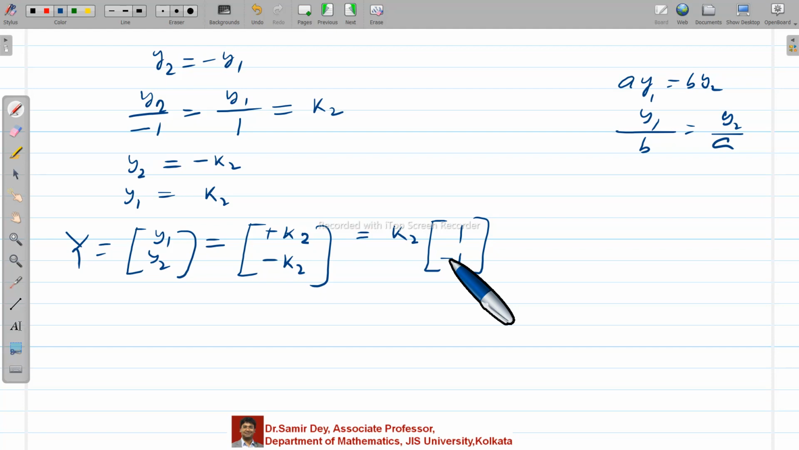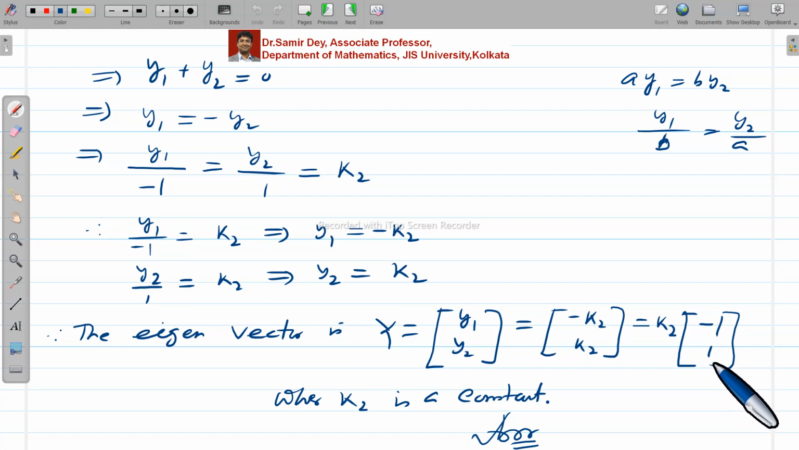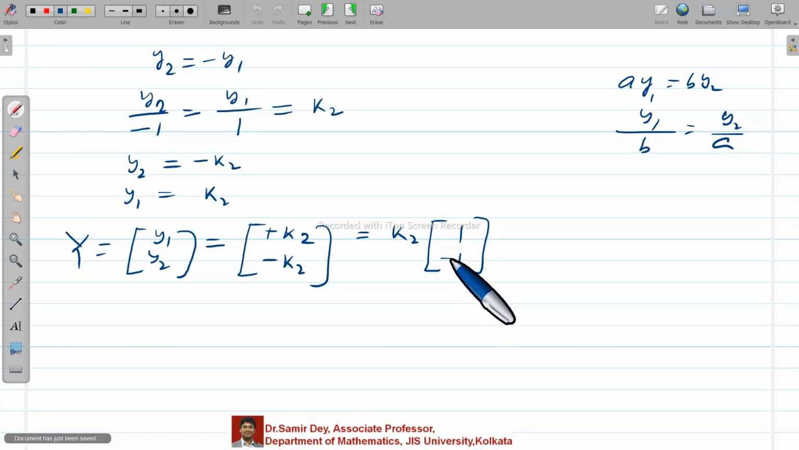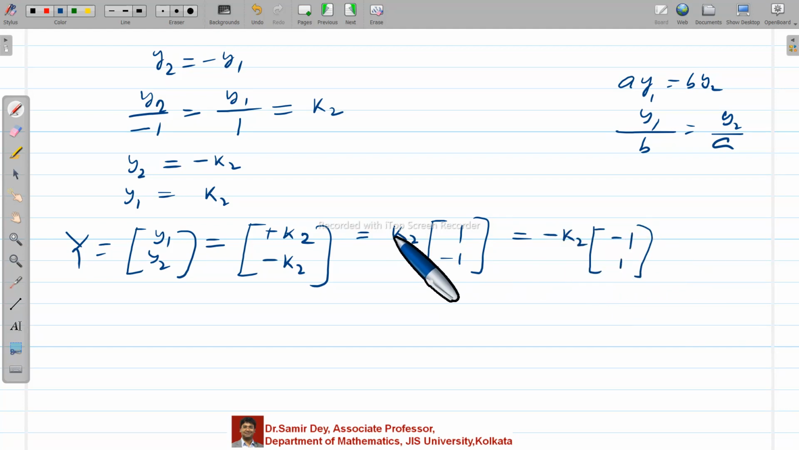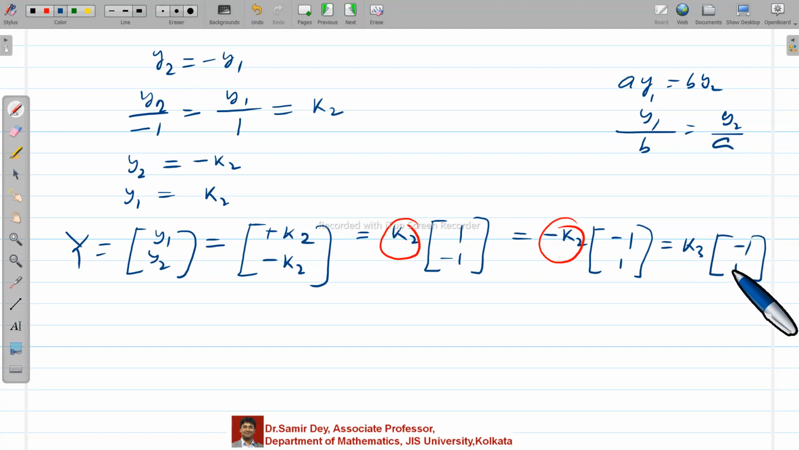Now there is some confusion among the students whether here minus 1 1 is coming and here it is coming 1 minus 1, whether both are correct or wrong. No tension my dear, because if I take common minus from here, minus k2 you may write minus 1 1. k2 itself is a constant, minus k2 is another constant, in place of minus k2 we may write k3 times minus 1 1. So ultimately your vector is coming exactly the same, minus 1 1.